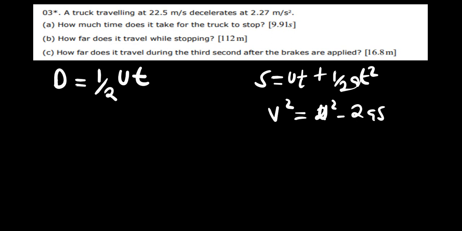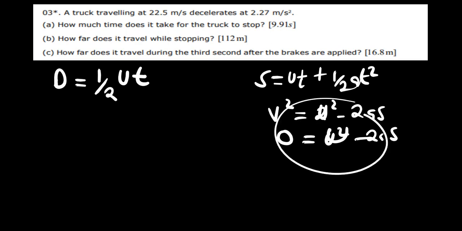So how are we going to do that? We're saying v is 0, right? So 0 is equal to u squared minus 2as. Then we're going to make the distance the subject of the formula. In this case we don't have time, so we're not going to use v is equal to u plus at.